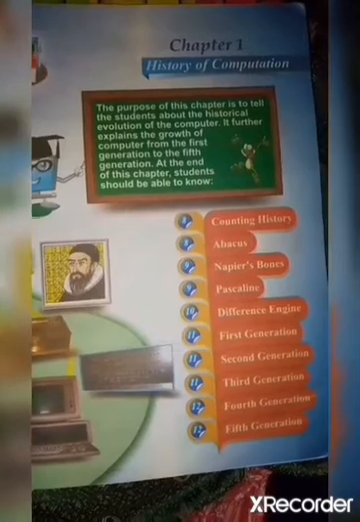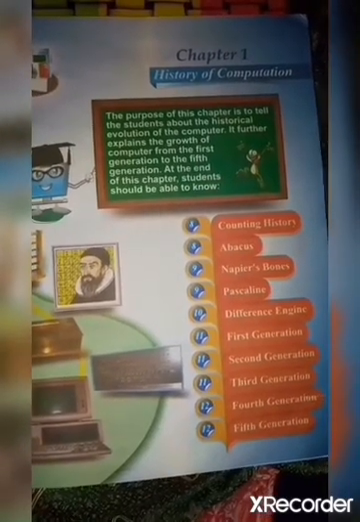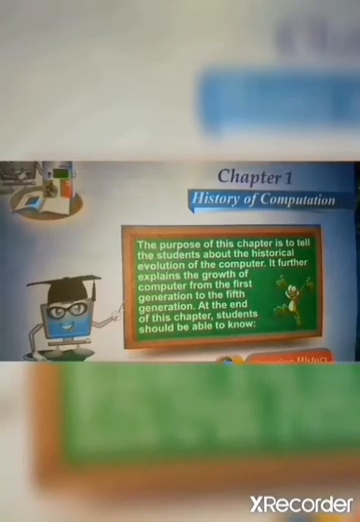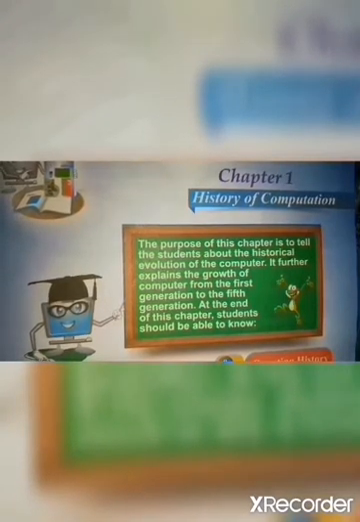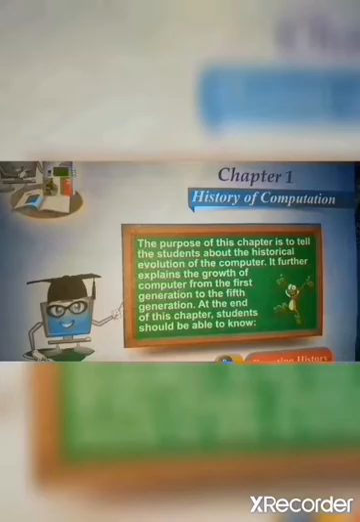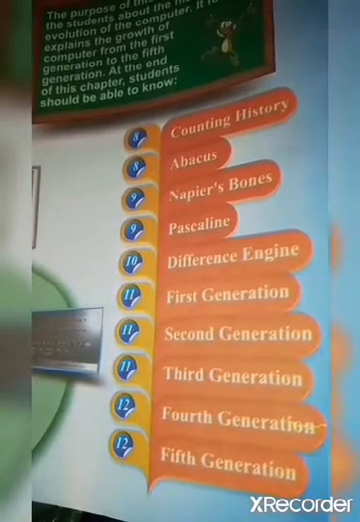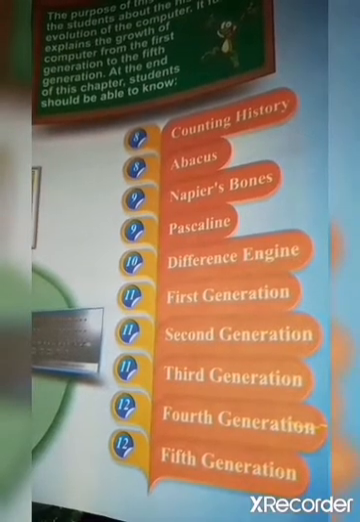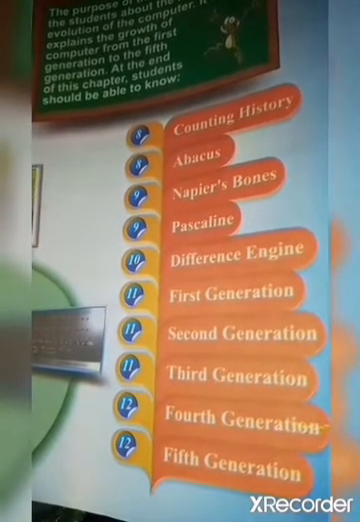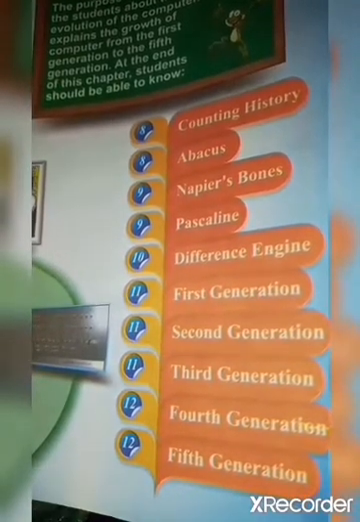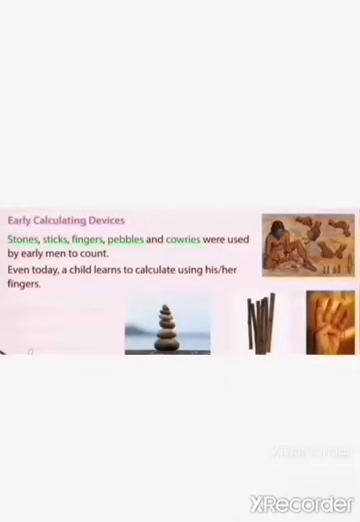chapter number 1, which is History of Computation. In this chapter, you will come to know about the historical evolution of the computer. It further explains the growth of computer from the first generation to the fifth generation of computers. At the end of this chapter, you will be able to know counting history, Abacus, Napier's bones, Pascaline, difference engine, first generation to fifth generation of computers. Let us go in the early era and let us know about the counting history.